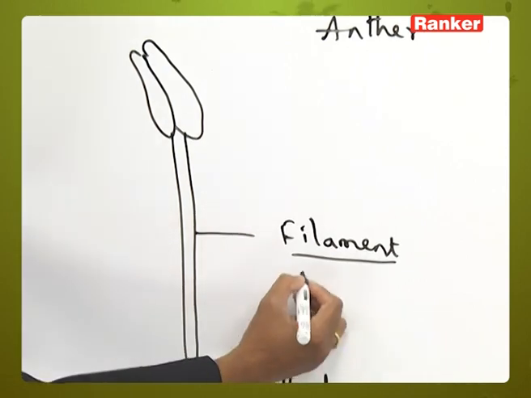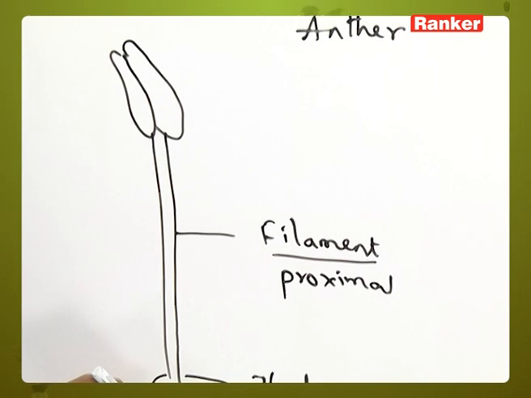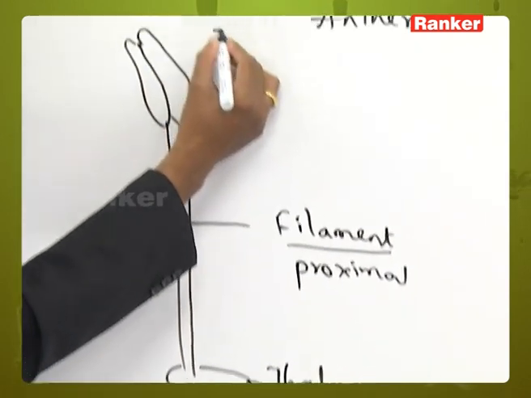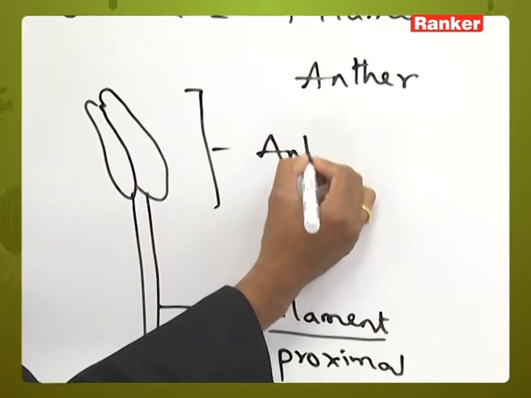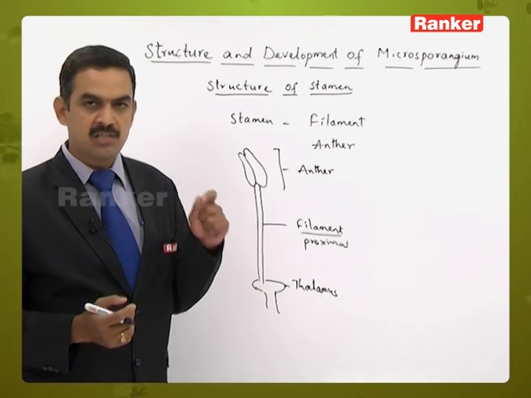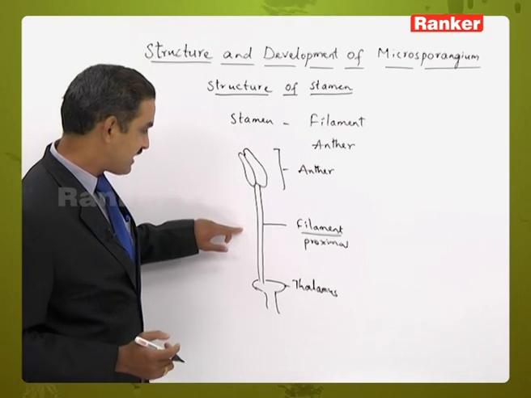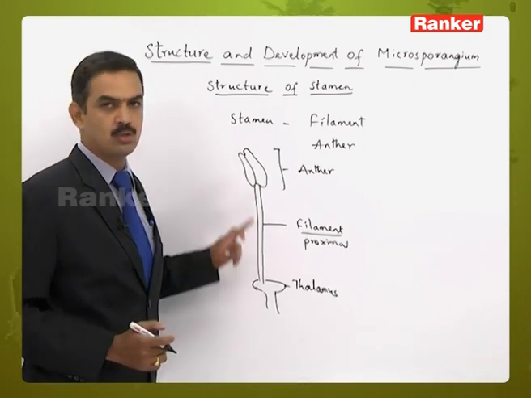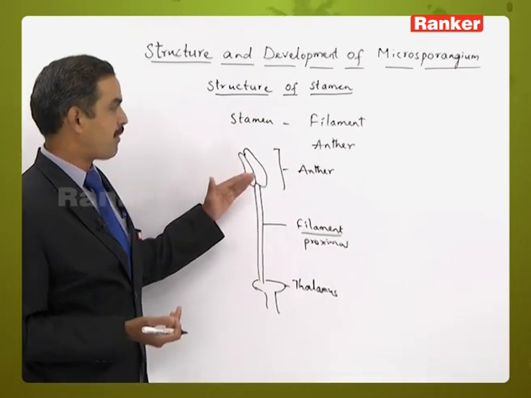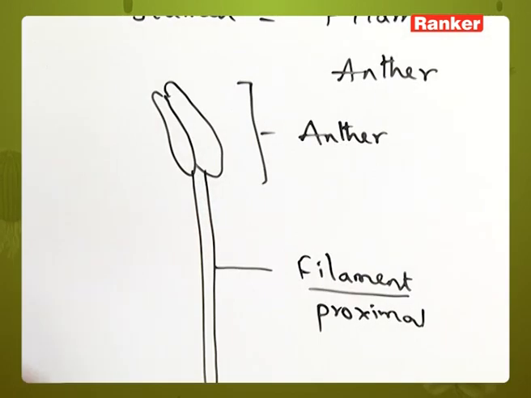which is considered to be the proximal part. Proximal means near the thalamus or near the attachment region, whereas the upper part is called the anther, which is a knob-like structure and a little more swollen compared to the filament. We can say the filament is the part which connects the anther to the thalamus. Let's come to the other parts related to the stamen. These are basically two parts, and one more part is also there.